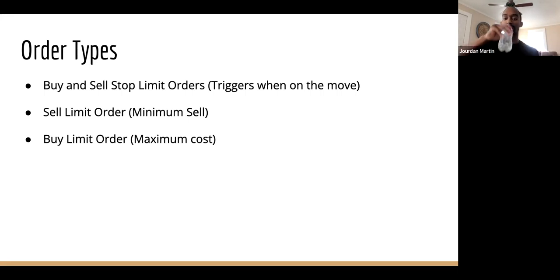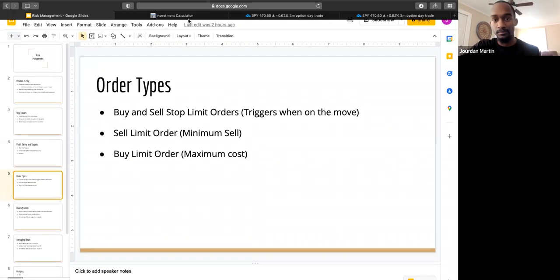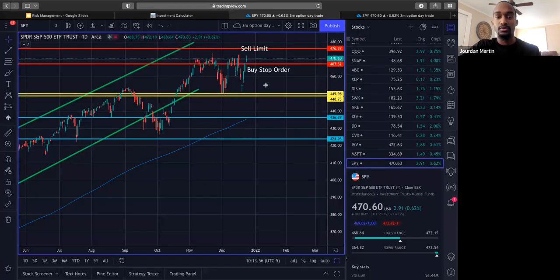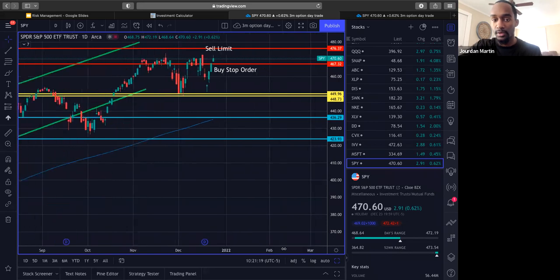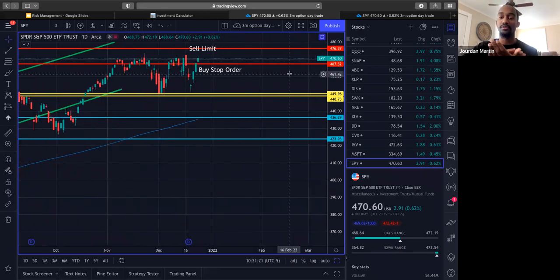So with order types, and there's a lot of different order types, but I'm just going to go over some that actually relate to risk management. You have buy stop, sell stop, limit orders, a regular sell limit, and a regular buy limit. All right, and so we're just going to go back to the charts again. So the way a buy stop works, the stop orders trigger once the price is moving towards a certain point, right?